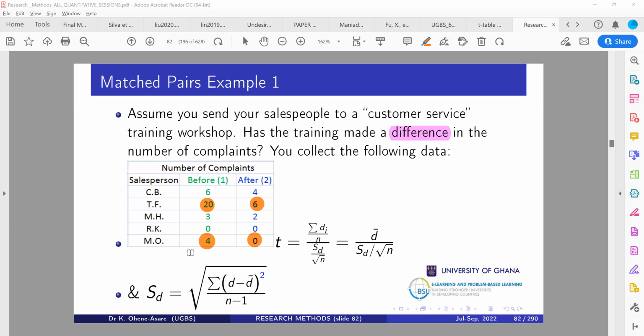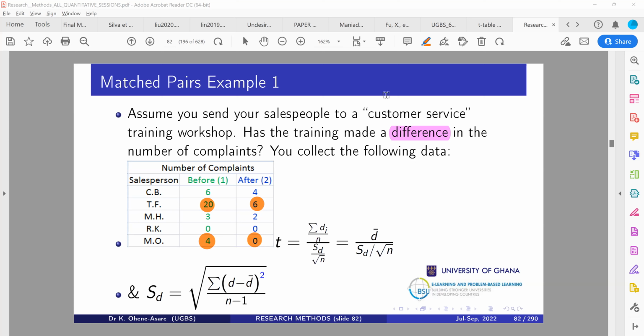So that is why you could not say that MO did well, because MO didn't do longer. The gap is 4. But then the gap for TF is very long. Effort is involved here. Does that make sense? Yeah. You get it? Yes, please. Okay. All right.